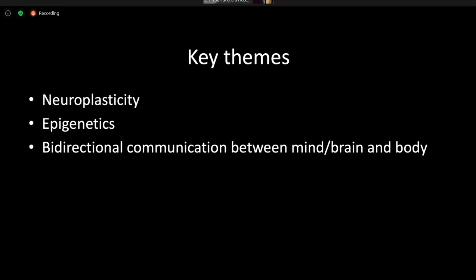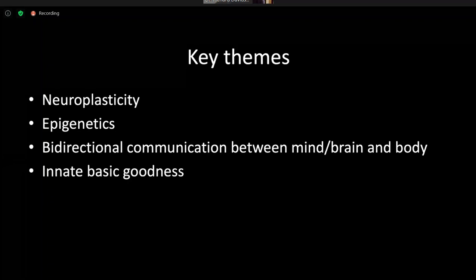And finally, the last theme that I'll mention is the theme of innate basic goodness. This idea is probably the most controversial of these four themes, and yet it has such important implications, and the evidence for it is growing more and more strongly. This notion of innate basic goodness holds that all human beings come into the world with a predisposition, a preference for pro-social interactions. And by pro-social, we mean interactions that are warm-hearted, that involve sharing and cooperation.